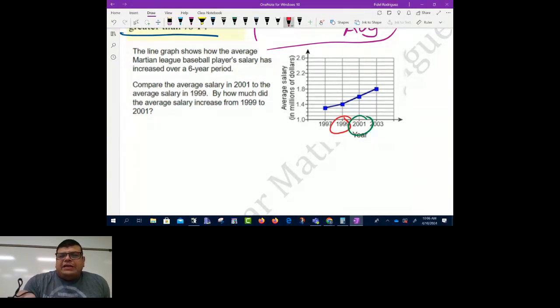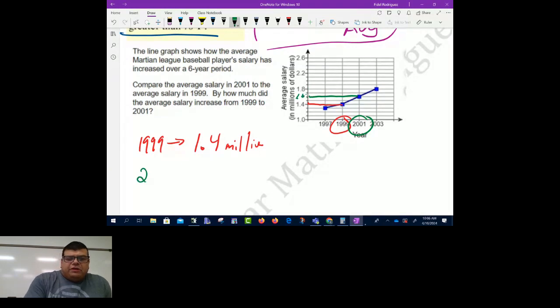So, y'all, in 1999, it looks like our salary was about 1.4 million, right? And then in 2001, y'all, kind of coming over here. So look, that's 1.4, maybe 1.5, 1.6, 1.7, 1.8. Yeah. So this looks like it's about 1.6 million. So in 2001, the salary was 1.6 million, right?